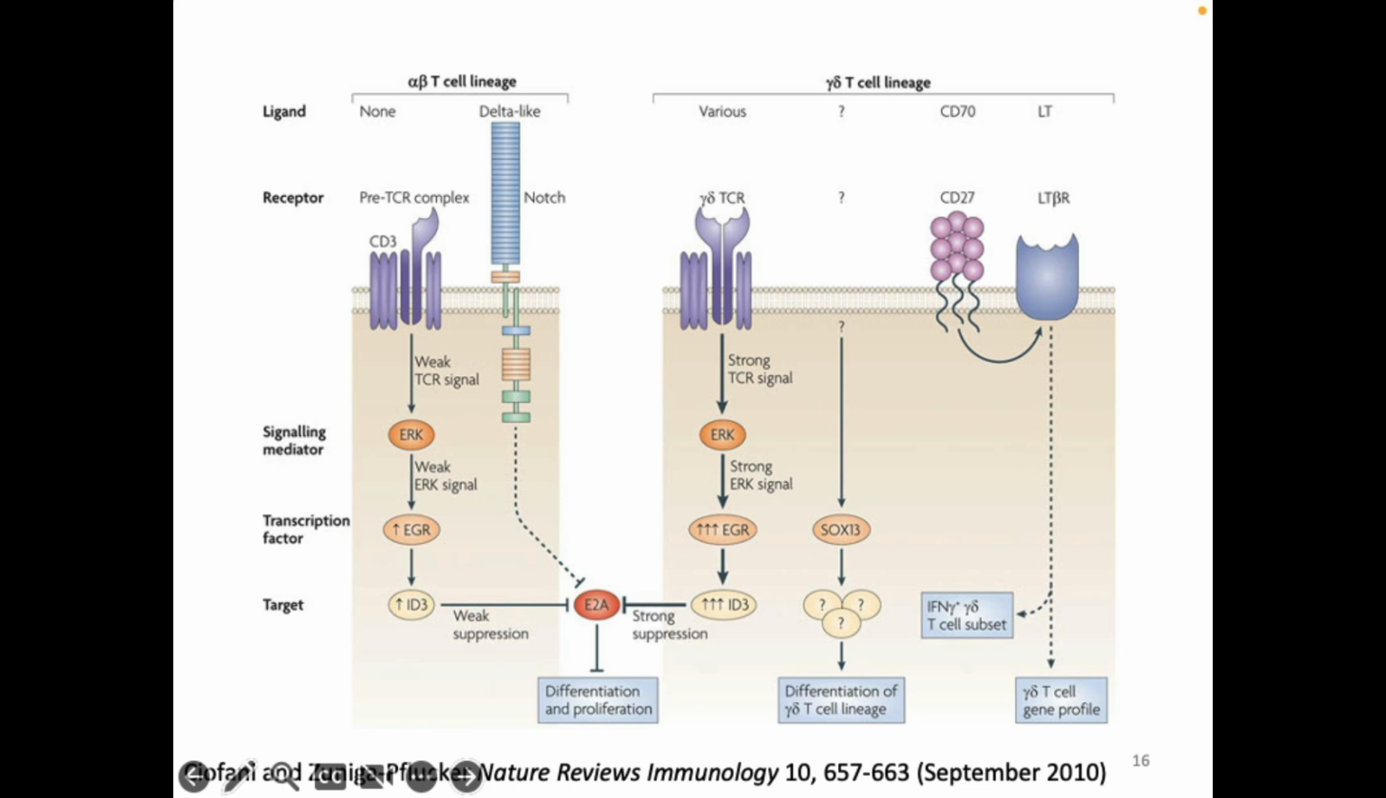And so you can see that happening here, that we're going to get slightly different signals from the pre-TCR that just has beta versus a gamma delta TCR that has a gamma and delta. And so that's going to push the cell to develop in a slightly different way.